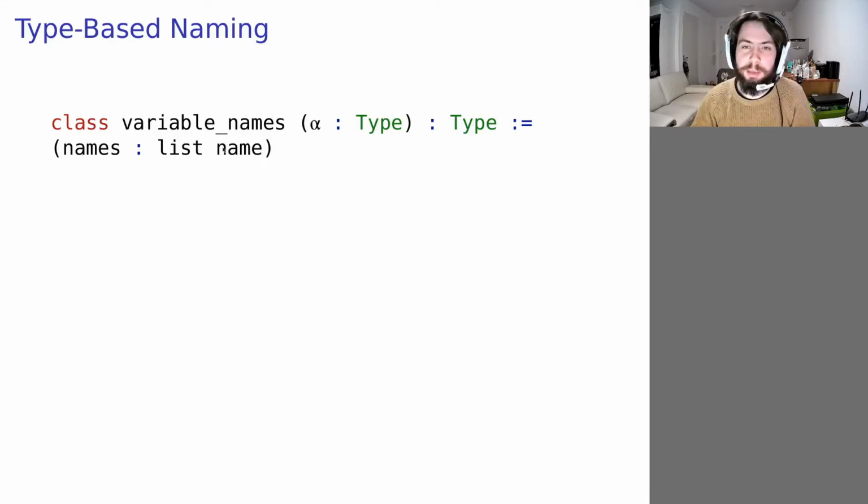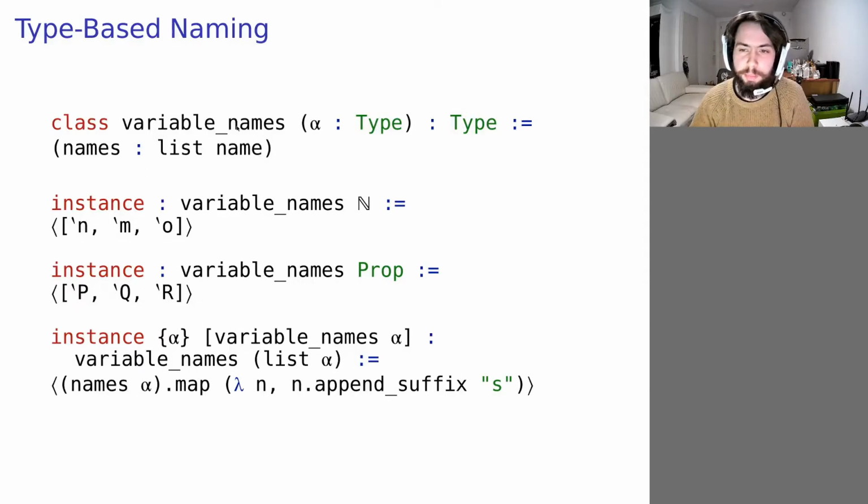And this type class now makes it possible to associate a type with variable names. And so to say, for example, okay, if we have a variable of type natural number and we don't have any more appropriate name for this variable, then you can choose between the names N, M, or O, depending on which one of these is already taken. And if you have something of type prop that needs to be named, you can name it P, Q, R, for example.